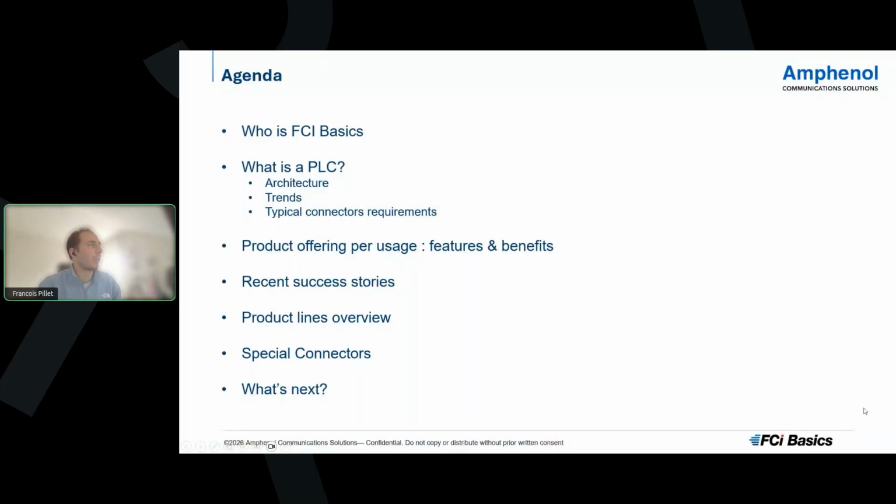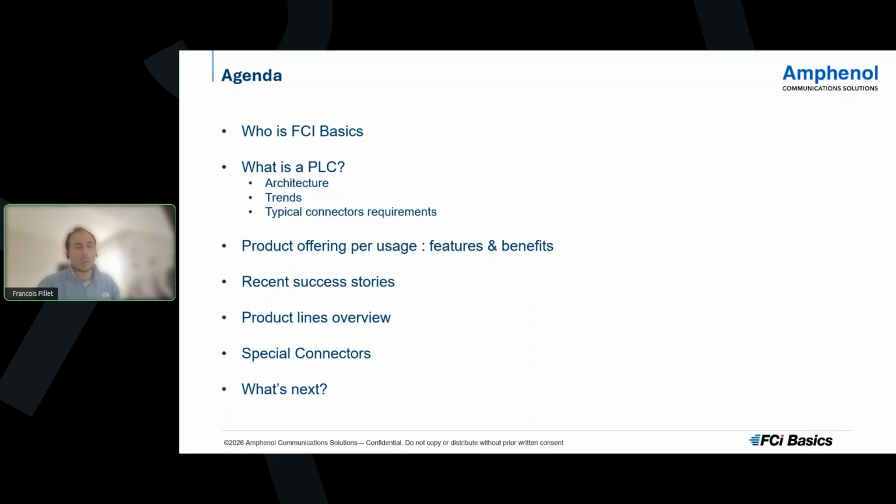Going into the agenda, we'll start with a quick introduction of the Amphenol FCI Basics structure so that you can better understand the Amphenol corporate structure and the position of FCI Basics within the organization and its added values. Then we will go straight into the topic of PLC, starting with first the definition. What is a PLC? Do we understand the same term, and what do we understand together under this terminology?